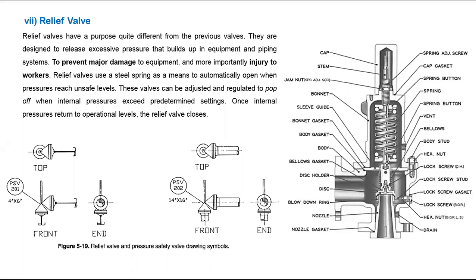Relief valves have a purpose quite different from the previous valves. They are designed to release the excessive pressure that builds up in equipment and a piping system, to prevent major damage to equipment and, more importantly, injury to workers. Relief valves use a steel spring as a means to automatically open when pressure reaches an unsafe level. This valve can be adjusted and regulated to pop open when the internal pressure exceeds a predetermined setting. Once internal pressure returns to operational level, the relief valve closes.